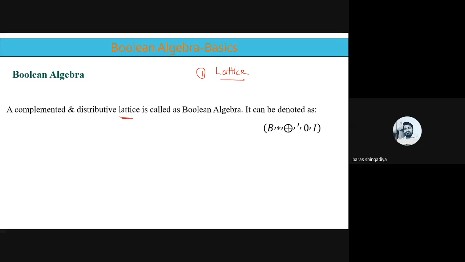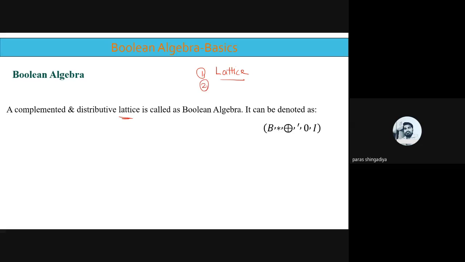If it is directly mentioned that the lattice (B, *, ⊕, ', 0, I), so there is no need to prove the lattice again. But if it is not mentioned in the question, check whether (B, *, ⊕, ', 0, I) is a Boolean algebra or not. So if the lattice is not mentioned, first we'll prove it is a lattice or not. Okay, that is the first point there.